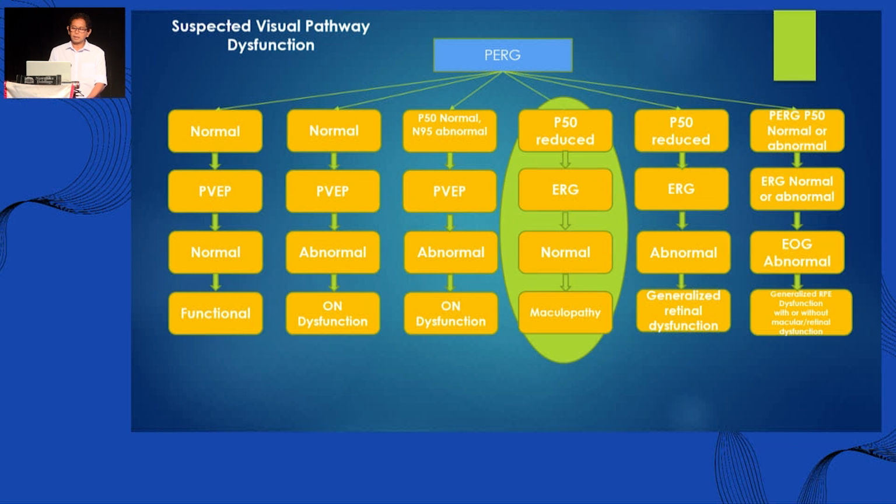Now the third possibility is where the P50 on a pattern ERG is reduced. Then we do not do a VEP, but an ERG. And if the PERG is abnormal and the full-field ERG, the whole retina, is within normal limits, then it is a maculopathy.